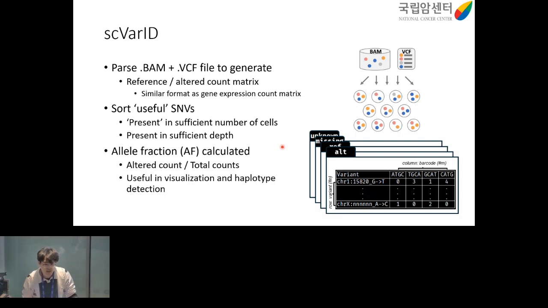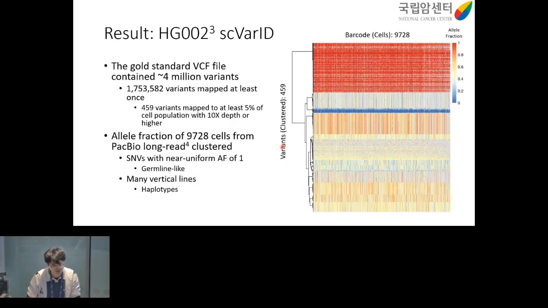In order to do that, I need a gold standard VCF as well as single-cell long-read sequencing. Fortunately, I found one from Genome in a Bottle, individual HG002, which contained 4 million SMVs. When I tried to map this onto the single-cell long-read sequencing, I mapped about half of them, from 4 million to 1.7 million. When I tried to get useful SMVs, which I defined as verifiable in 5% of the population with a depth of 10x or more, I got 459, which is represented in the heat map here. This is about 10,000 cells with 459 SMVs with allele fractions from 0 to 1.